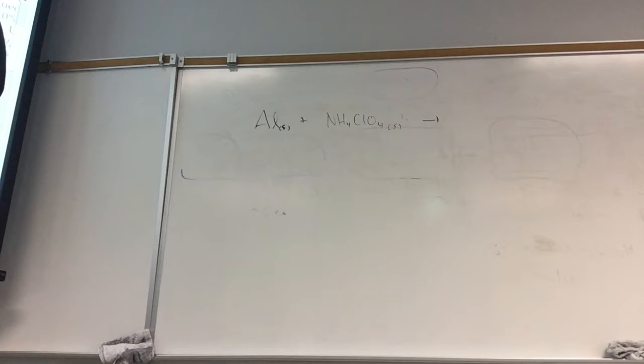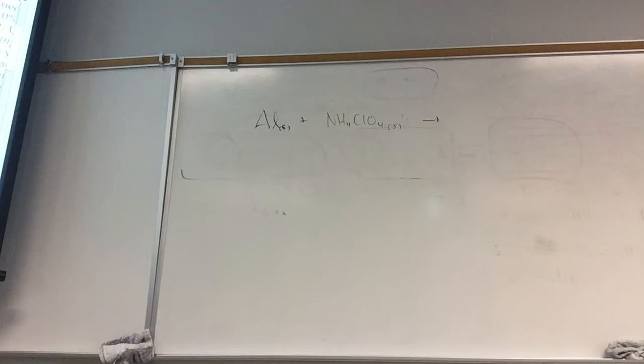What's the oxidation state of aluminum? Zero. Is that electron rich or electron poor or just neutral? It's actually electron rich for aluminum. All metals are electron rich. One of the properties of metals is they tend to lose electrons.